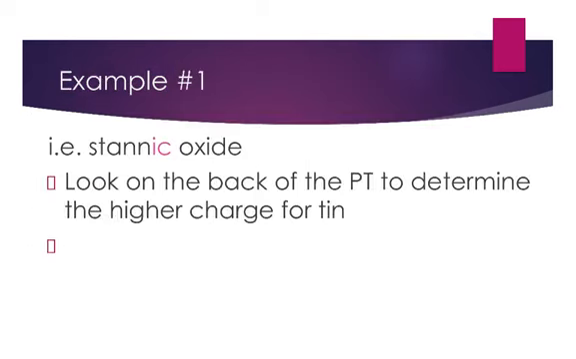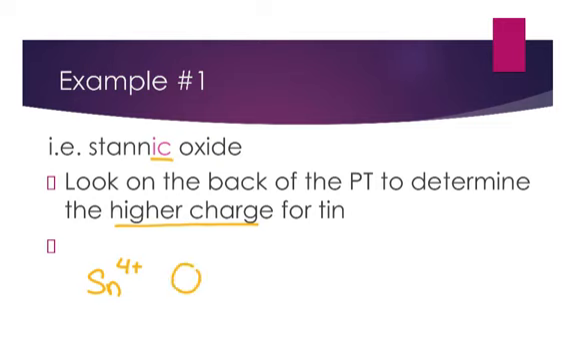So let's give it an example. I want us to make a stannic oxide. So we're going to be looking on the back of the periodic table to determine the higher charge for tin, because again, ick means higher charge. So looking back there on the periodic table, tin has the symbol of Sn. And the higher of the charge for tin is a 4+. This is not always going to be a 4+. The higher charge is the higher charge. So whichever element you're looking for, you've got to look at that one specifically.